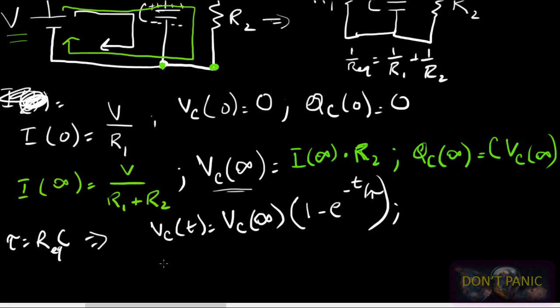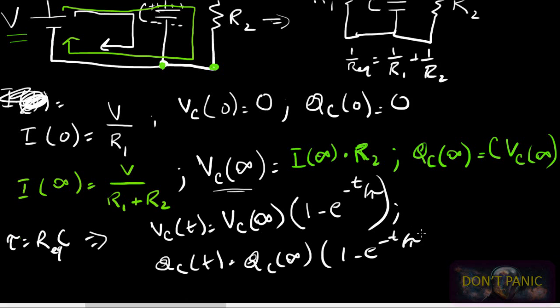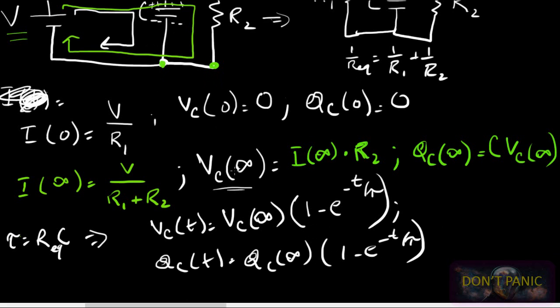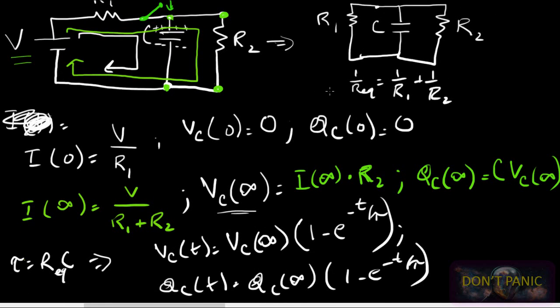Okay, and the charge across the capacitor as a function of time is the same thing: Q max, which is Qc at infinity, times 1 minus e to the minus t over tau. And if it was a discharging circuit, then we wouldn't have these 1 minuses. So we played this trick here to figure out what the time constant would be, and then you can just intuitively think about it and solve your whole problem. Okay, let's do one more problem.